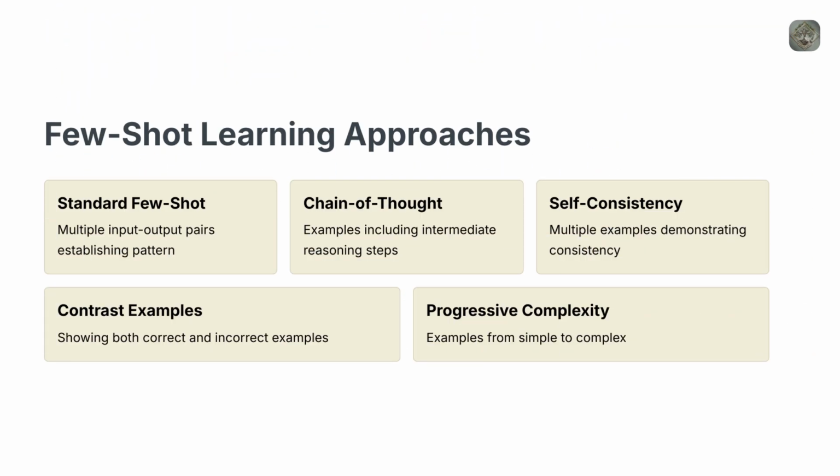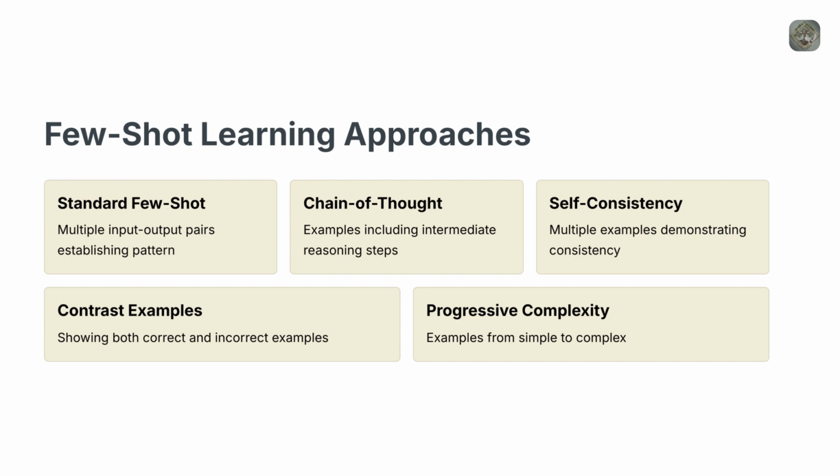Several approaches to few-shot learning can be employed depending on your needs. Standard few-shot provides multiple input-output pairs to establish a pattern, like classification examples or writing samples. Chain of thought includes intermediate reasoning steps between input and output, demonstrating not just the answer but how to reach it, particularly valuable for complex reasoning tasks.